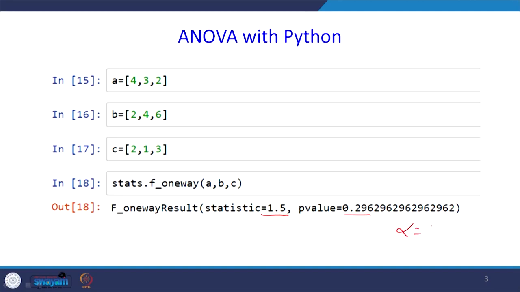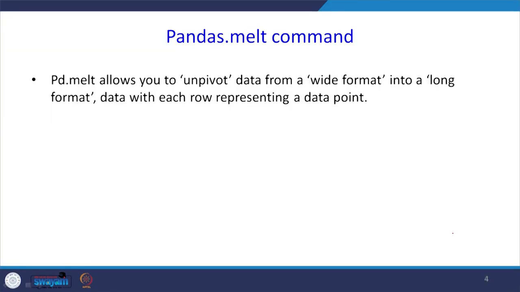Suppose alpha equals 5%. The p value is more than 5%, so we have to accept the null hypothesis. That is what our previous result also showed. Now we will use another command, the pandas melt command. We will see the purpose of this command for doing ANOVA. pd.melt allows you to unpivot data from a wide format into a long format, that is, data with each row representing a data point.